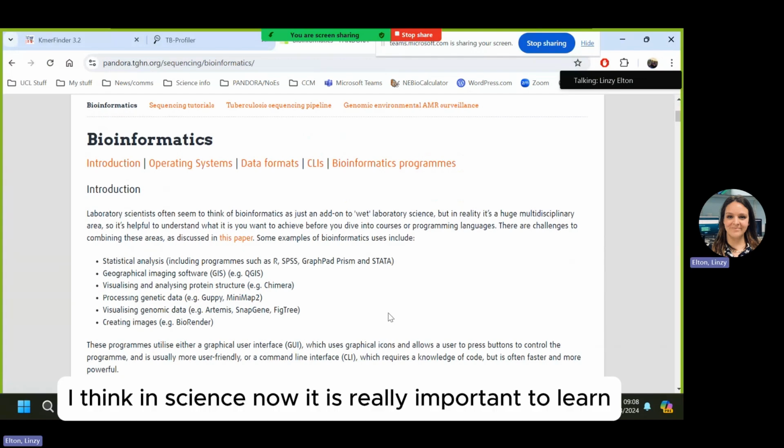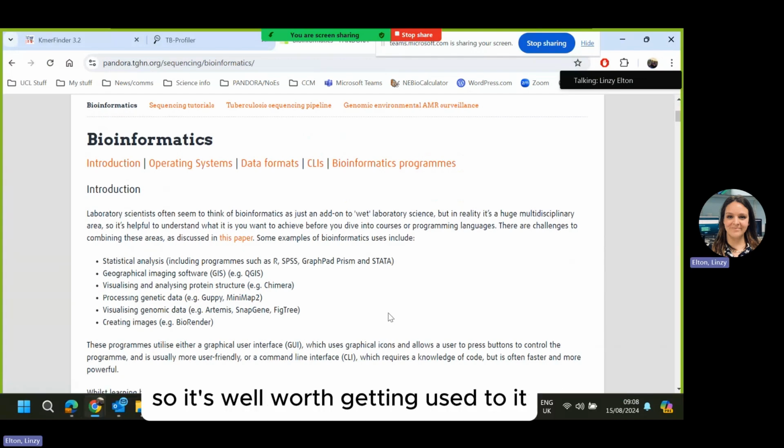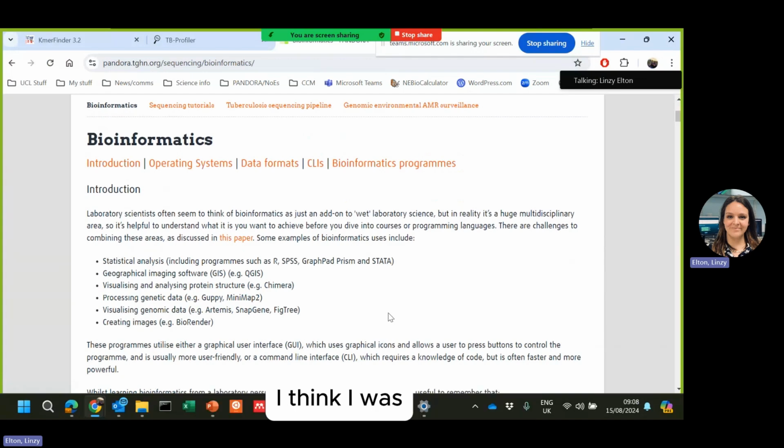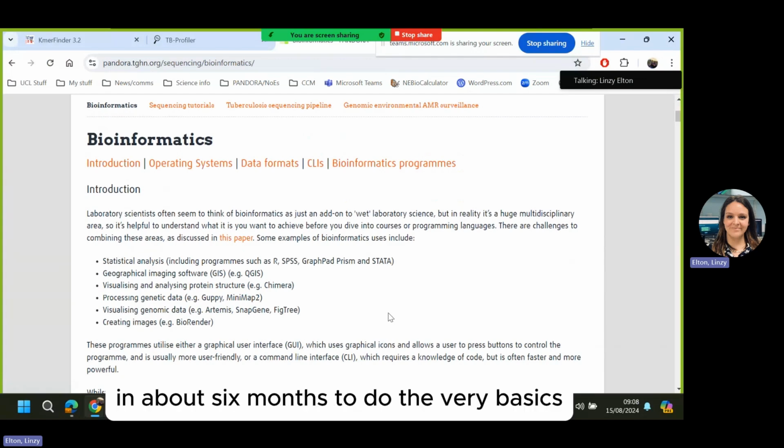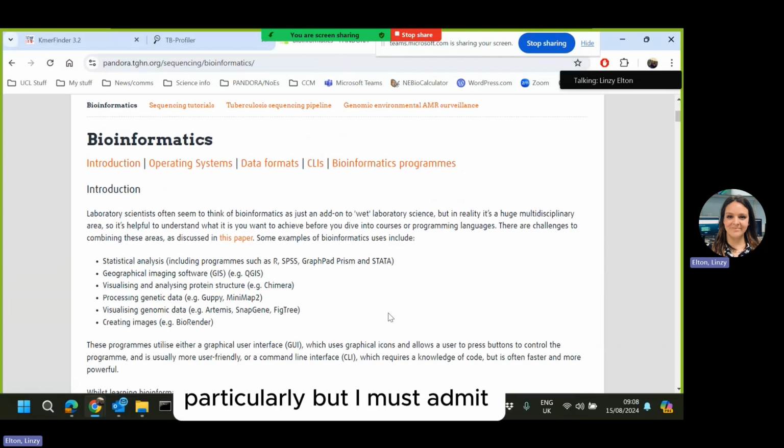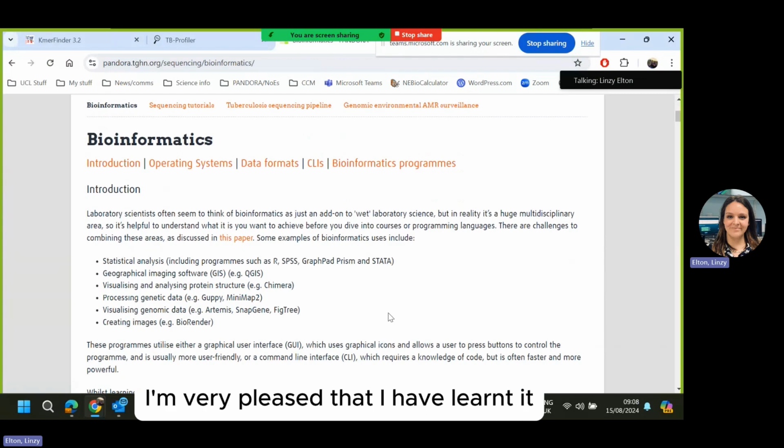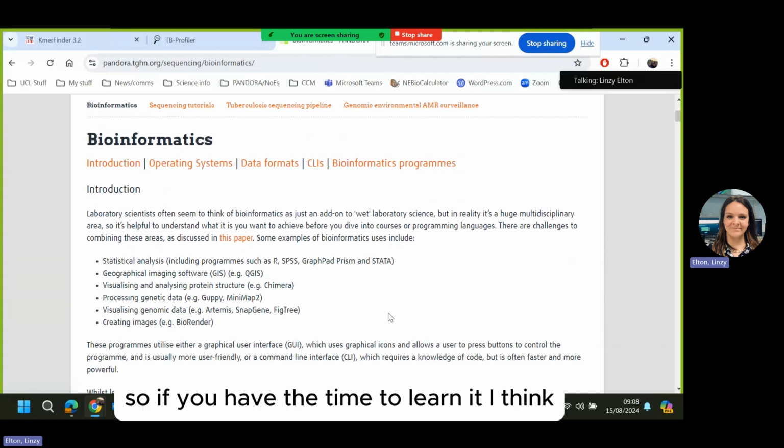I think in science now it is really important to learn, so it's well worth getting used to it. I have always been a wet laboratory scientist, and I taught myself completely from scratch in about 6 months to do the very basics. I'm not really computer literate particularly, but I must admit I'm very pleased that I have learned it. If you have the time to learn it, I think it will really help in your career as well.